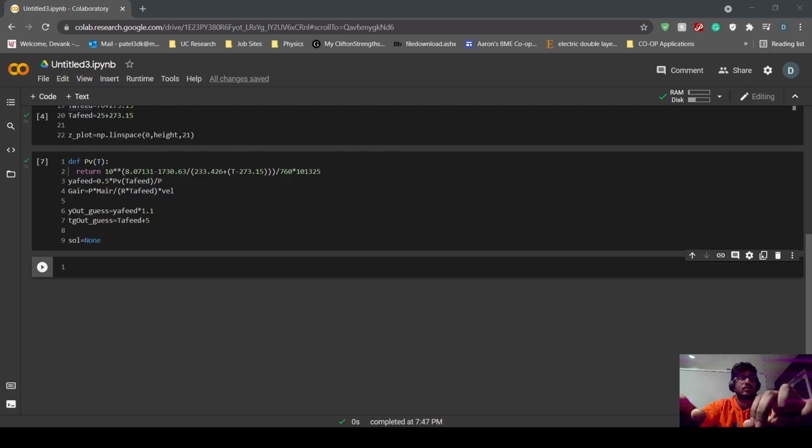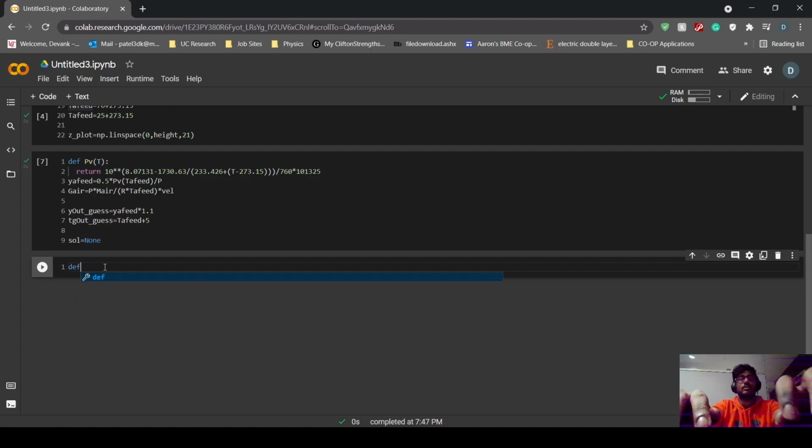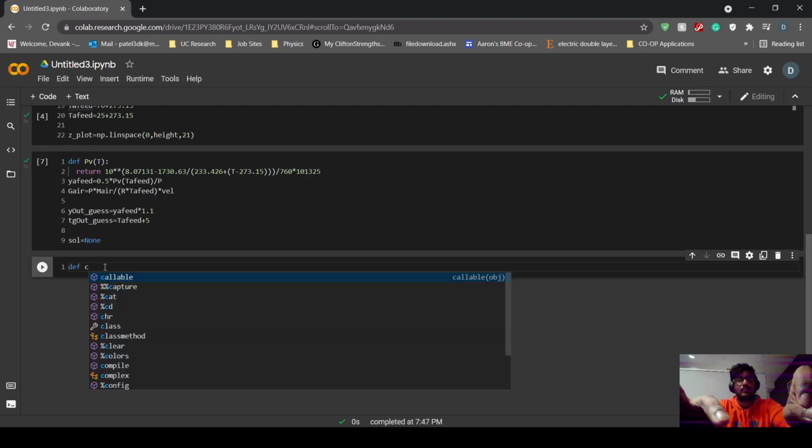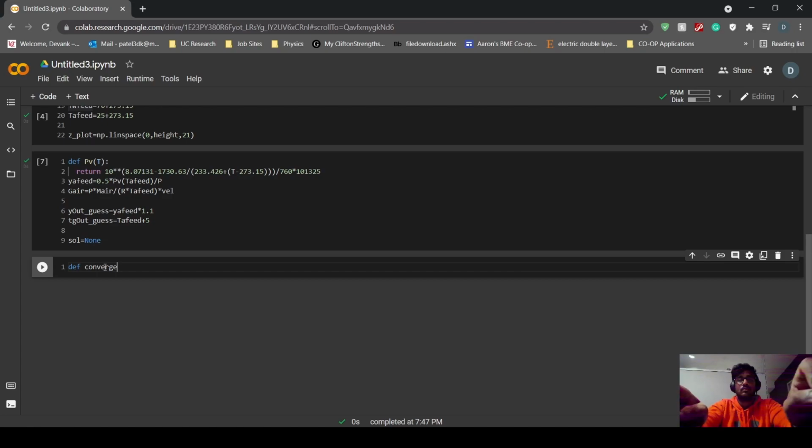Now that we've created a function that allows us to obtain partial pressures at any given temperature, we're going to go ahead and define a new function. And this function is going to be converging our initial guesses. Converge the values of the initial guesses. So define converge. And we're going to be using v2 as our variable. We will be using v later on.